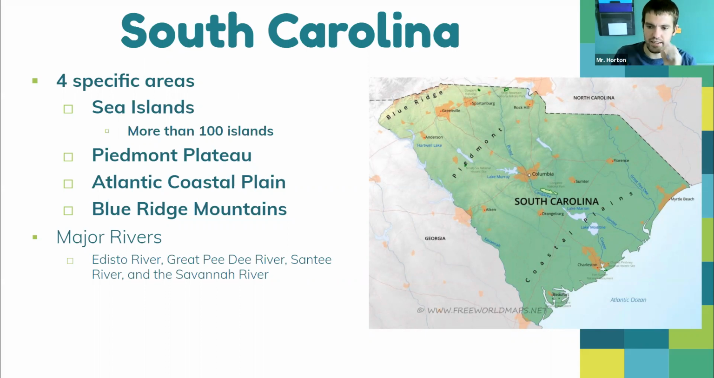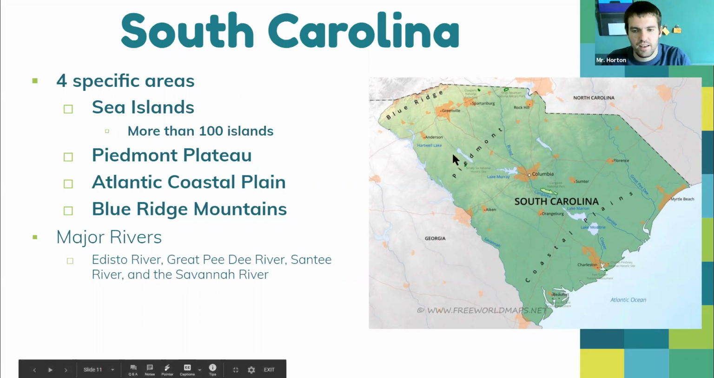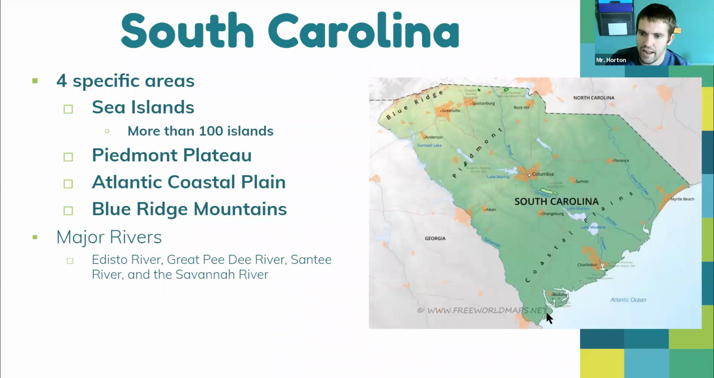So South Carolina contains the Sea Islands. And there's also 4 different parts of South Carolina. So the Sea Islands are one part, and those are islands along the Atlantic coastline. It's more than 100 islands there.